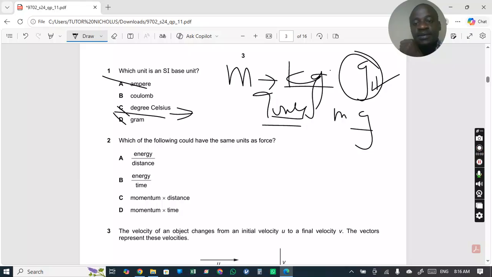Degrees Celsius, this is for the temperature. We can also measure temperature in Kelvin. In fact, that is the standard international unit of temperature.